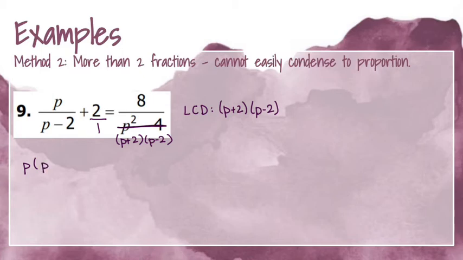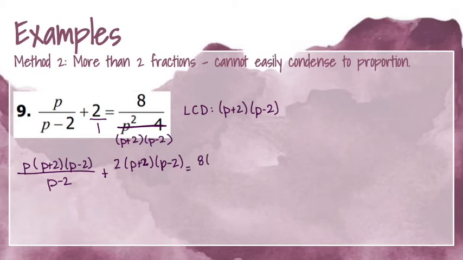So p times (p plus 2)(p minus 2) all over (p minus 2), plus 2 times (p plus 2)(p minus 2), and that's just over 1, so I'm not even going to bother with that, equals 8 times (p plus 2)(p minus 2). And then I'm going to keep the denominator in factored form so that we can cancel stuff easily. So now that we have this, we want to cancel everything that we can in each term. So the p minus 2s are going to go away, and then both of these will go away.